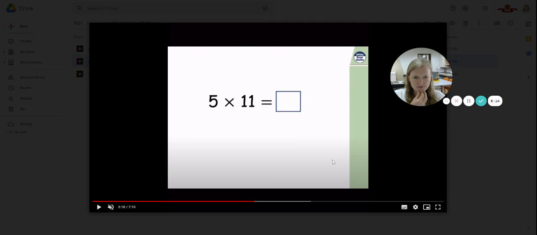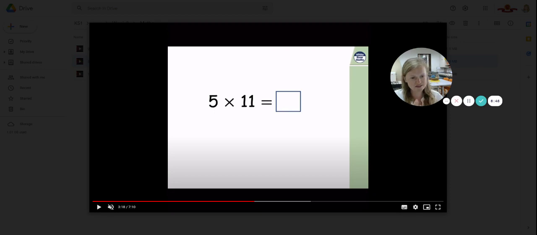Let's move on to our next one. 5 multiplied by 11. I don't know how to count in 11s. What am I going to do? Oh, it's okay, because I know how to count in 5s, remember. So we need to count in 5s 11 times. Shall we do it? I only have 10 fingers, so I'm going to have to use a toe again. Let's go. 5, 10, 15, 20, 25, 30, 35, 40, 45, 50, and one more is 55.